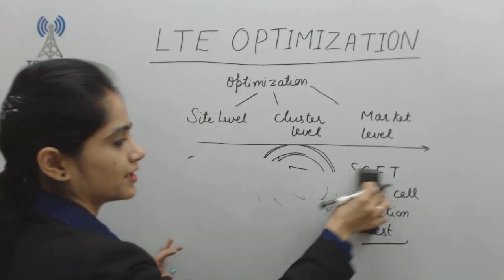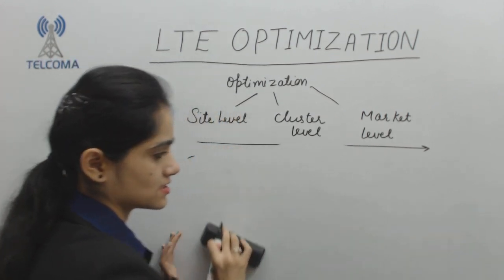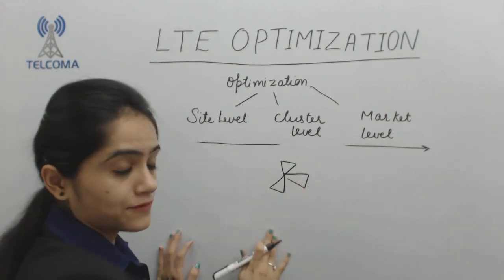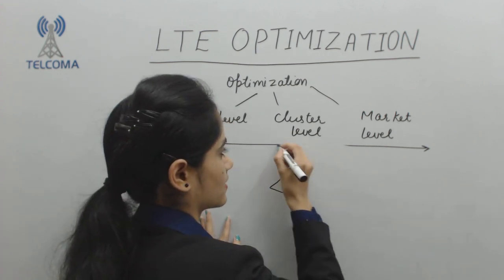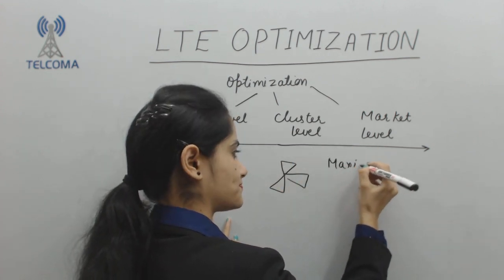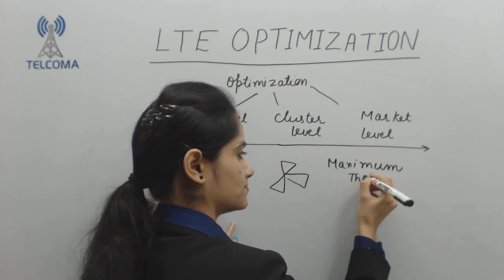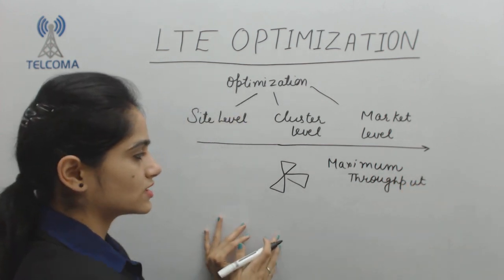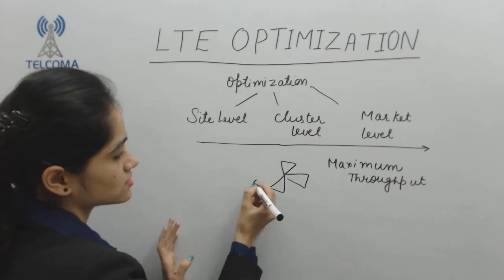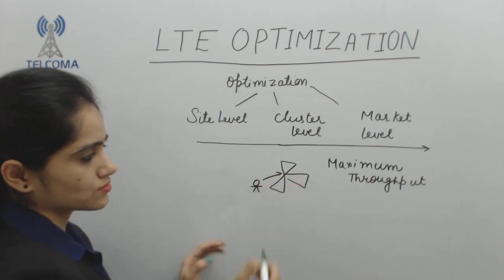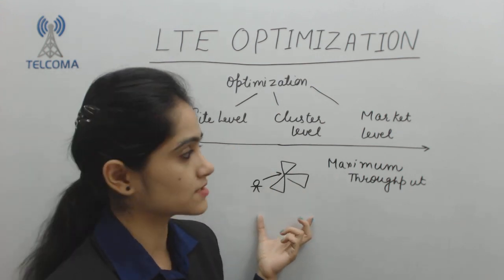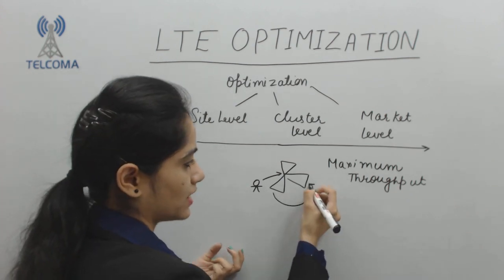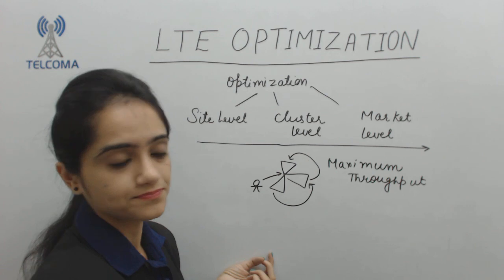Now whenever we are performing a single cell function test or single site level optimization, we have to find out the maximum throughput, or maximum data rate. So where is the location? The location is close to the site. You require to be close to the site if you are doing single level optimization, because you have to find out the maximum throughput. Next, we have to find out the handover, which is intra-cell, not inter-cell.